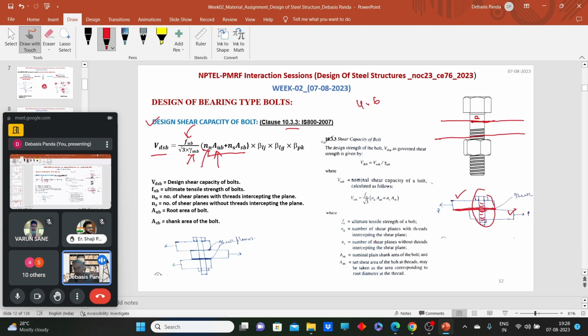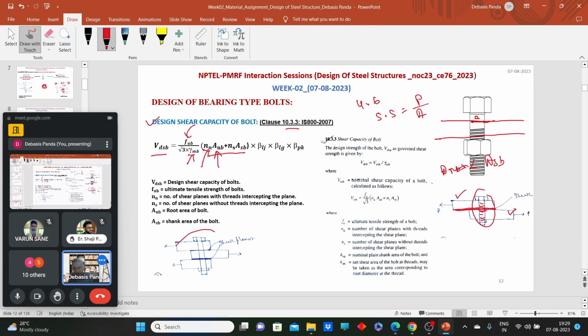Now here the most important concept, the area of the root, A_nb, is less than A_sb. So obviously, which one will be the critical condition? The critical condition will be when my shear plane is passing through the root. Because when the shear plane is passing through the root, what will be the shear stress developed? P upon area. So area will reduce, which means stress will increase. So as a designer, we have to consider the most critical condition, that is the shear plane passing through the root.